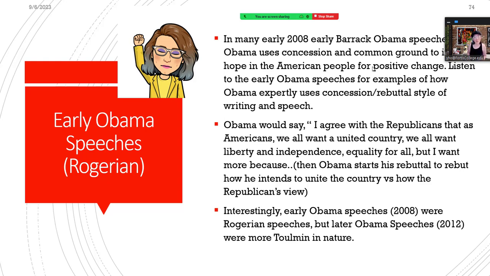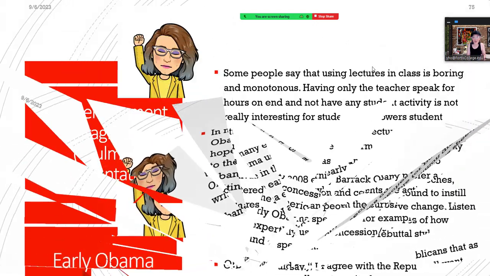So early Obama speeches in 2008 all tend to be hopeful and kind of, I wouldn't say naive, compared to Obama's later speeches where he's more confrontational, more combative, and more Toulmin. Because when you use Toulmin, you just go straight on and you attack the other side. With this one, you're a lot more polite, and you concede to the other side. Yes, the Republicans are right a little bit. However, as the Democrat, I think blah, blah, blah. So that's what you have when you have Rogerian: you're being polite to the other side.